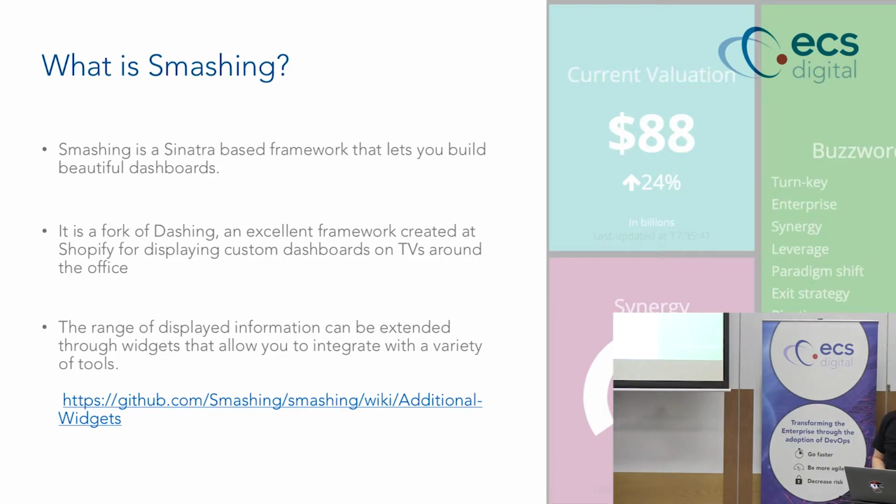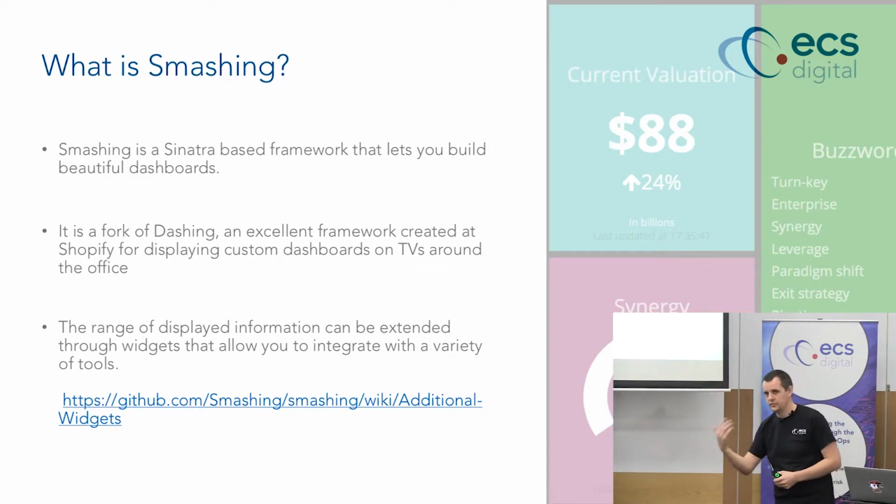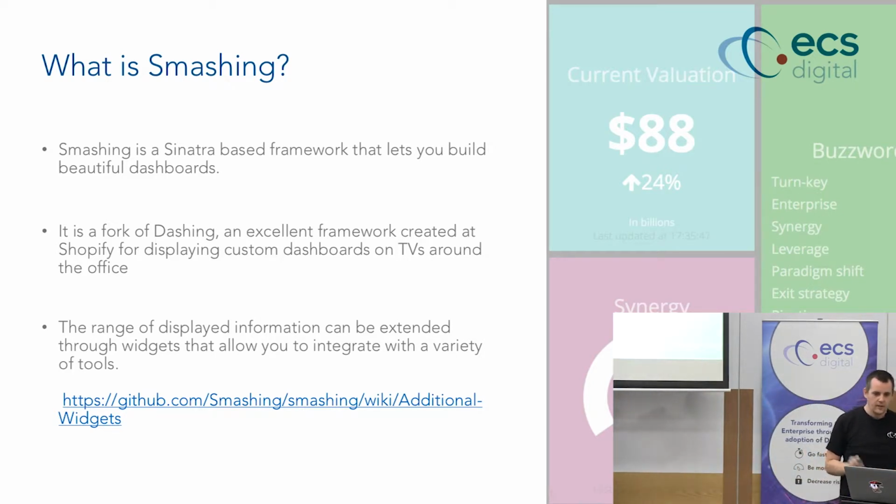A quick history of Smashing. Smashing was a fork of something called Dashing, so I appreciate we can get a bit confused there. Dashing was a framework implemented at Shopify so that they could display dashboards around their office for, you know, number of failed builds, number of deployments, and all of that sort of stuff. Dashing is no longer supported. Smashing was forked off and is regularly updated.